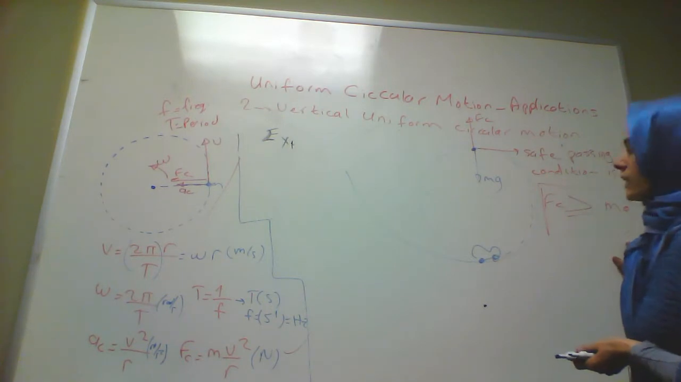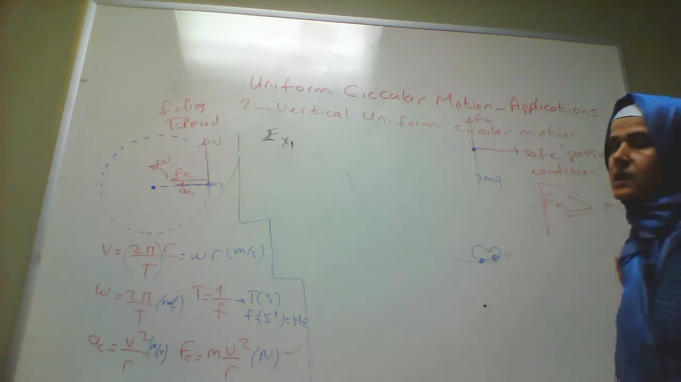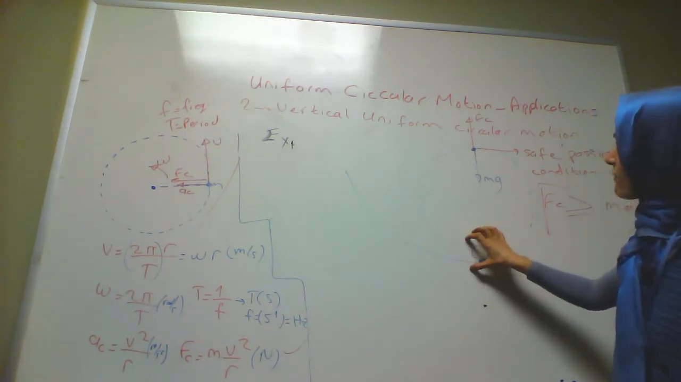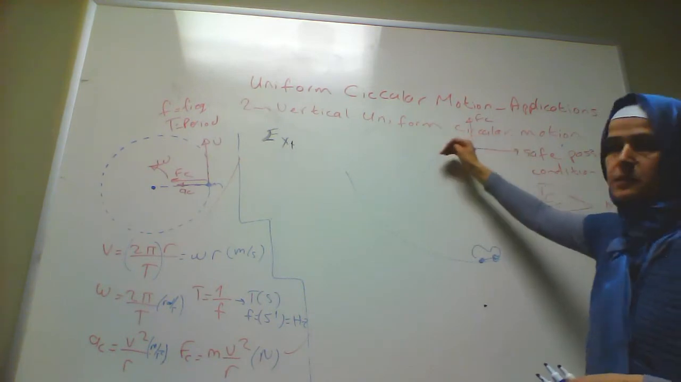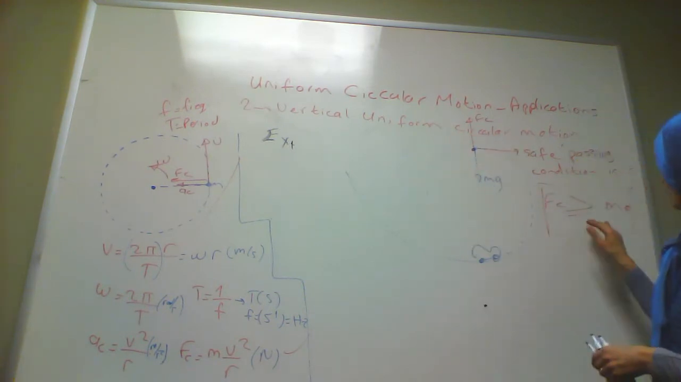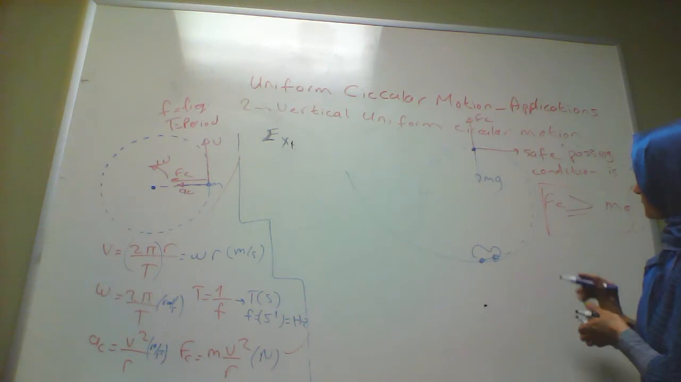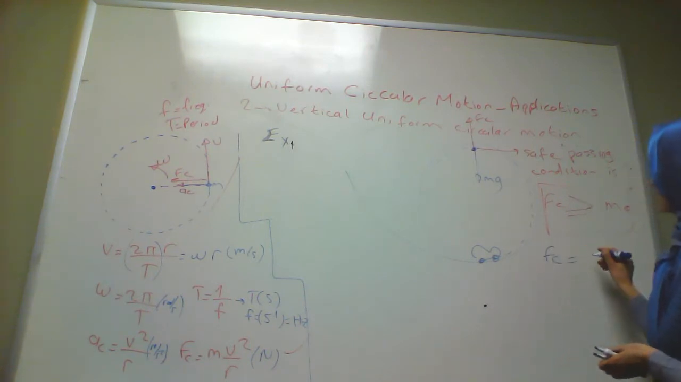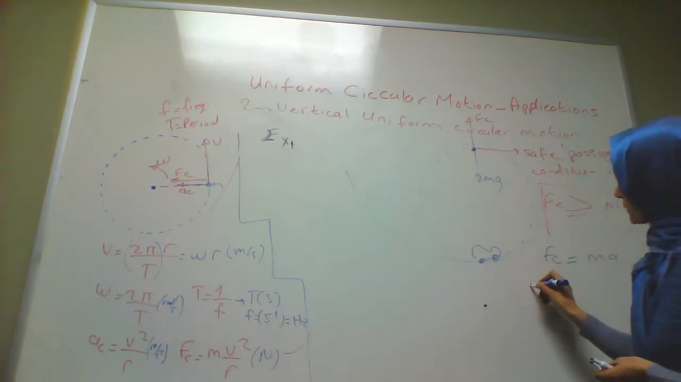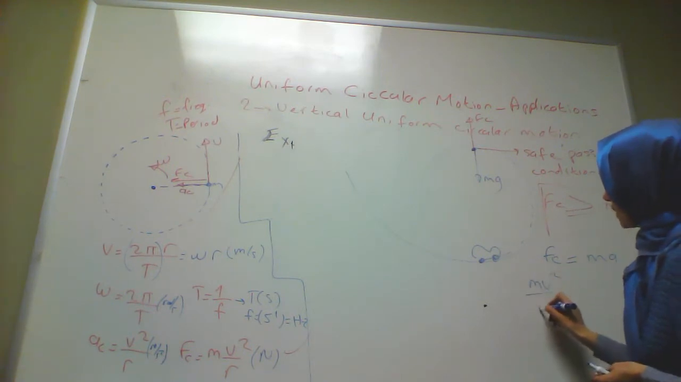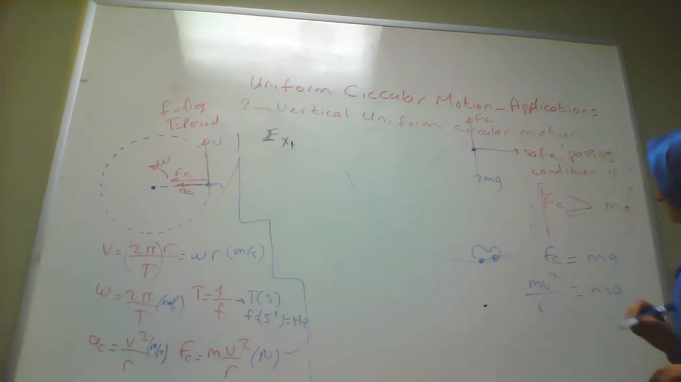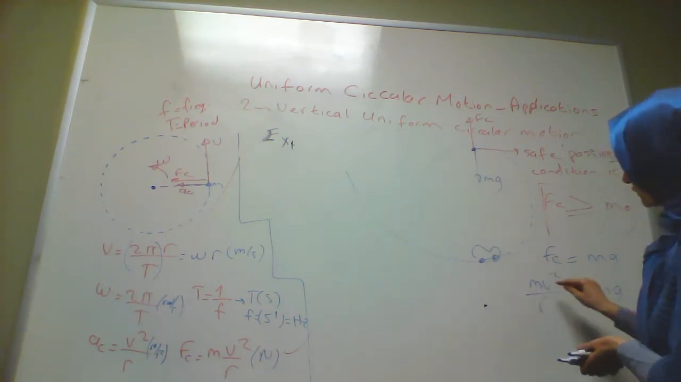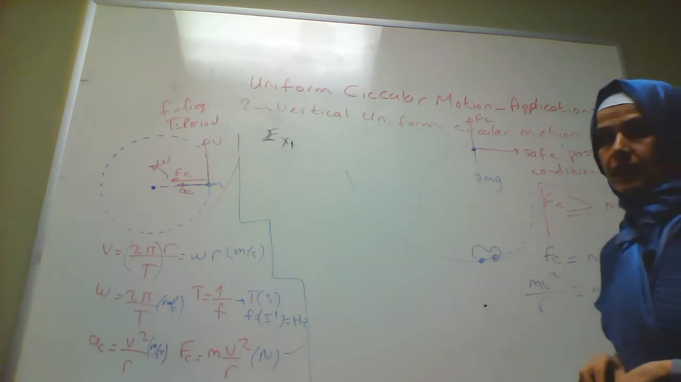We can use this to calculate the minimum velocity the cart should have for the people to pass from this position safely. We would be using Fc is equal to at least mg, and write down for Fc mv squared over r is equal to mg. We can solve for the minimum velocity for safe passage.